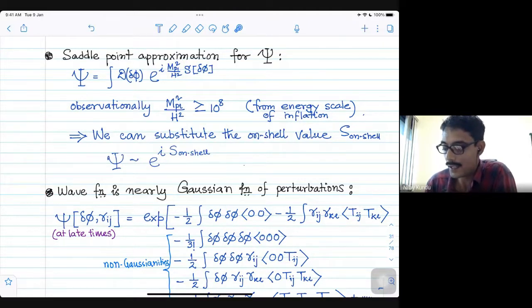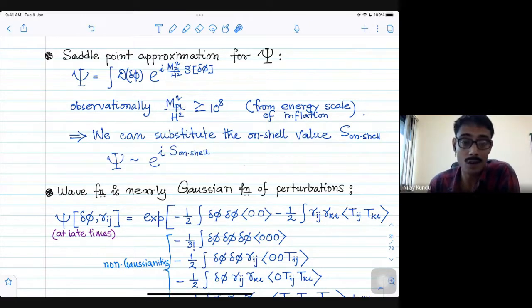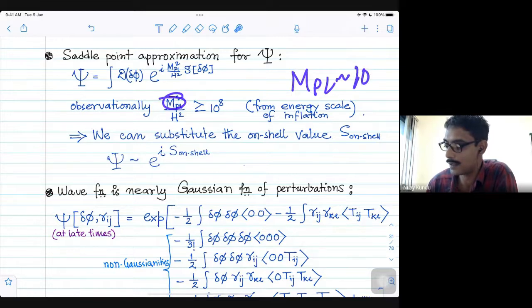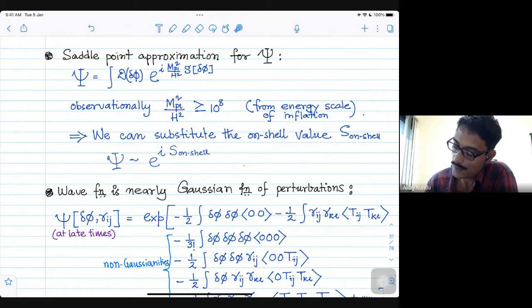Now, observationally we have understood that this Hubble scale is much smaller than the Planck scale. This Hubble scale is related to the energy scale at which inflation occurred, which is roughly like 10 to the power 14 GeV. H is roughly like that, and the Planck mass in appropriate units is like 10 to the power 18 GeV or so. So one can check that there is this factor of 10 to the power 8. Basically, what I'm trying to say is that this number over here is very large. So one can use this, something like a large N approximation.